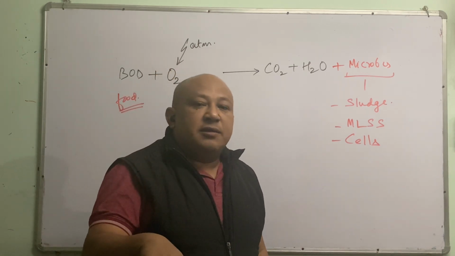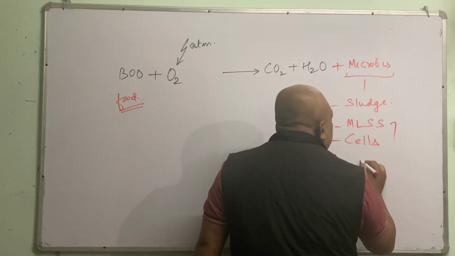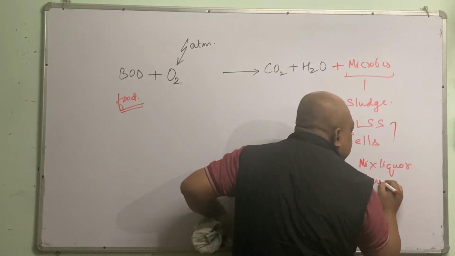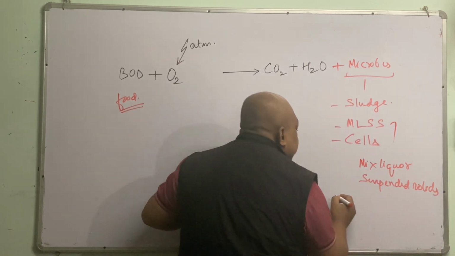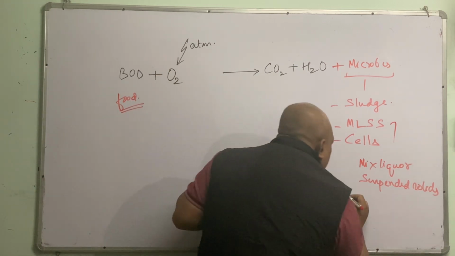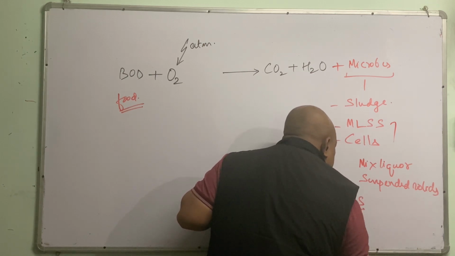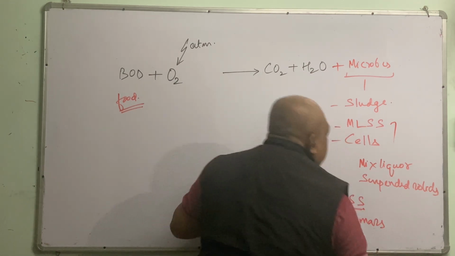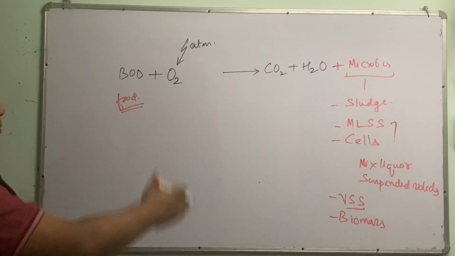If you want to estimate sludge, we estimate in the lab in the name of MLSS, or mixed liquor suspended solids. All are the same. Or in some other terminology, if you want to estimate in terms of oven, we call it volatile suspended solids. Sometimes we call it biomass also. Okay, so all have the same meaning. Is it clear? But in any way, these are microbes.